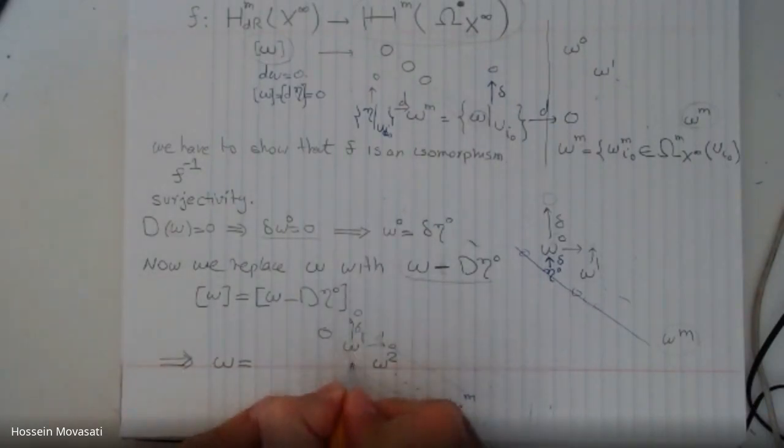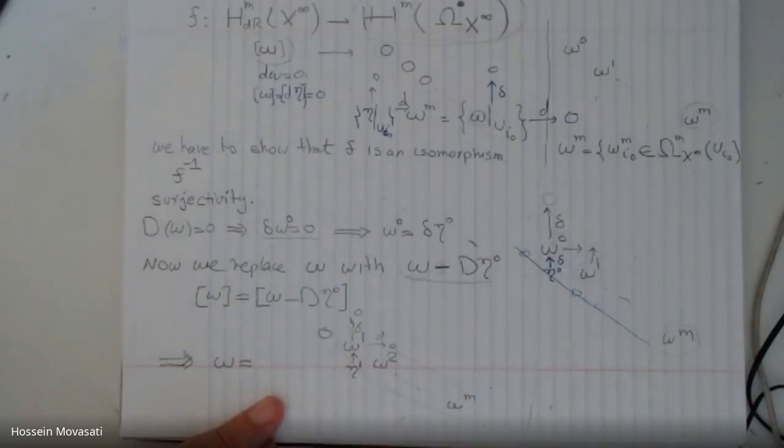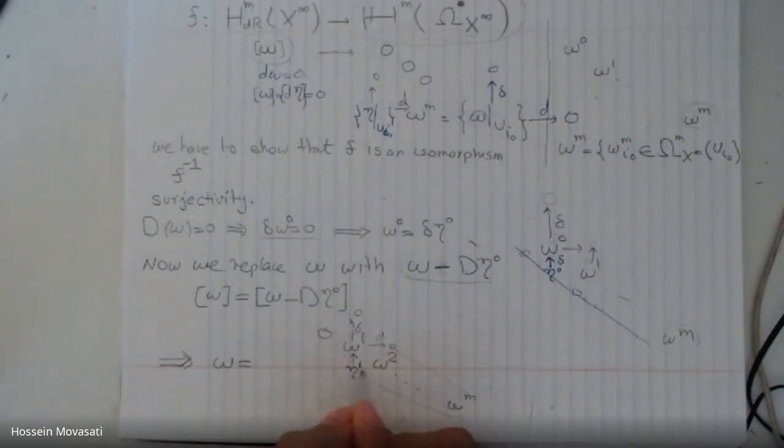And well, I think it is already clear what we have to do. Again, the d of this guy is 0, so this means that delta of this guy is 0. And then there is a d here, something non-trivial. Again, the delta of this guy is 0, so it comes from some eta 1 downstairs. And then we modify omega with the capital D of eta 1.